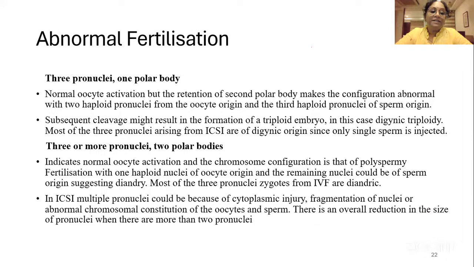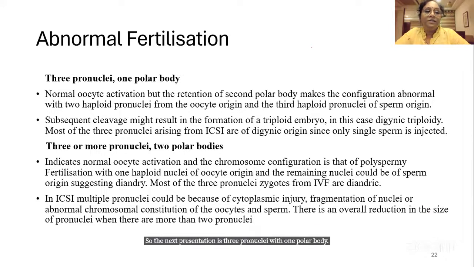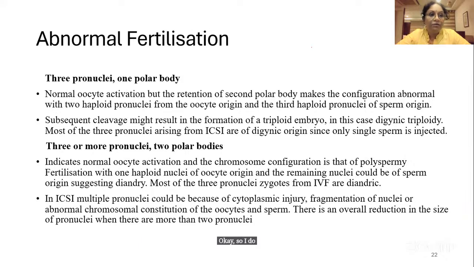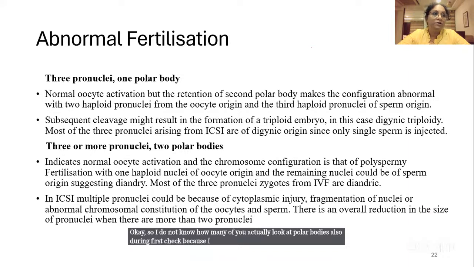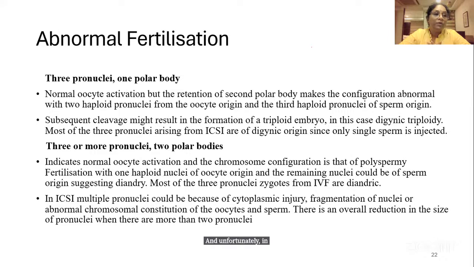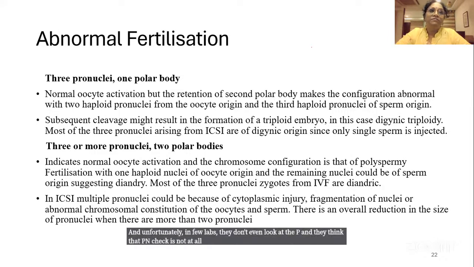Now, the next presentation is 3 pronuclei with 1 polar body. Okay, so I do not know how many of you actually look at polar bodies also during FERT check, because I see in many labs, they only look at the PN. And unfortunately, in a few labs, they don't even look at the PN. They think that PN check is not at all necessary, but I am a very strong advocate of doing fertilization check and then segregating at that stage.